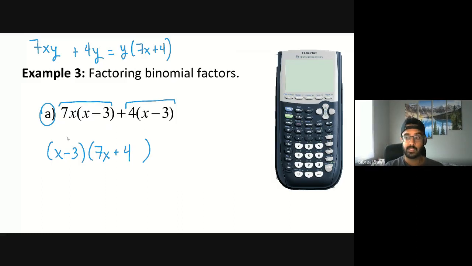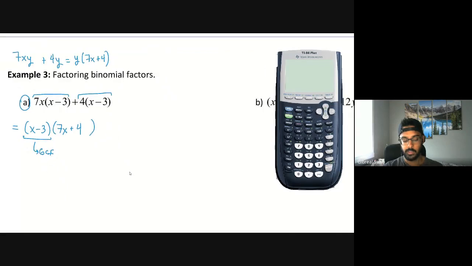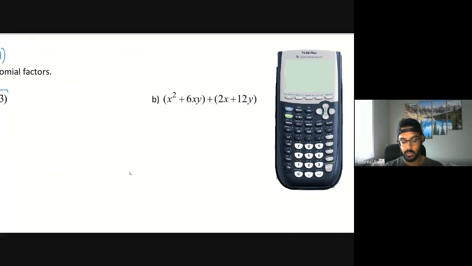Now in our last lesson, we essentially took binomials like this, did the distributive property, and got our expanded polynomial expression. Now we're just going backwards. Honestly, the same process. Okay, so there it is factored completely. And that means your x minus 3 is actually your GCF this time. And we could do the same thing for b, so we'll do that one as well.